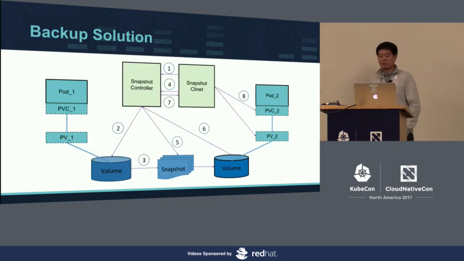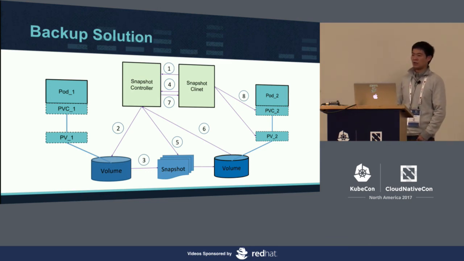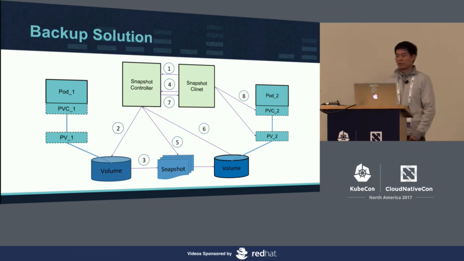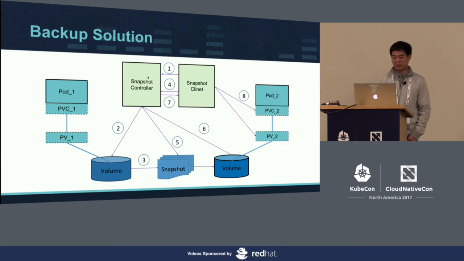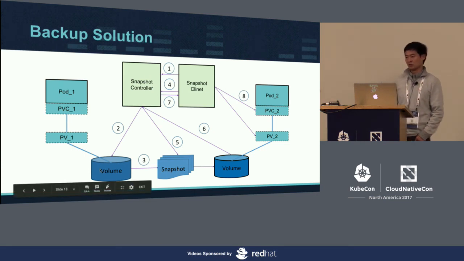Okay, then we go to the backup solution. Currently, our backup solution is based on Cinder volume. Our storage team, the Ceph team, has already implemented a snapshot controller. They run a snapshot controller for each Cinder cluster. So when a user creates a pod and a PVC, and this PVC is a network volume that is a Cinder volume, if they want to do a snapshot, they can send a request to the snapshot controller. This snapshot controller can trigger Cinder to do the snapshot.